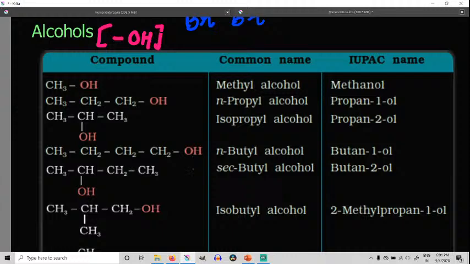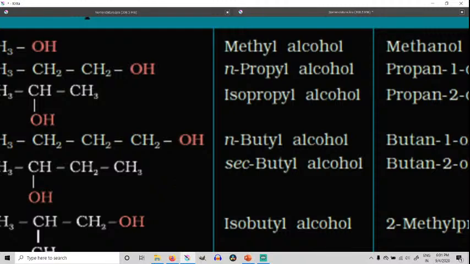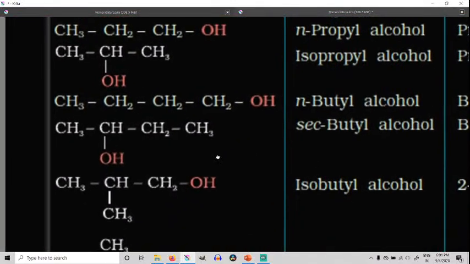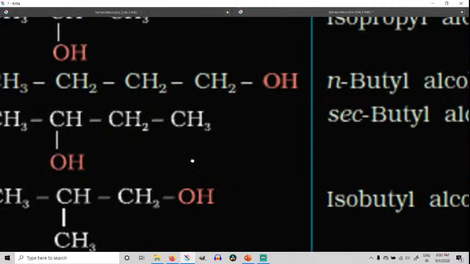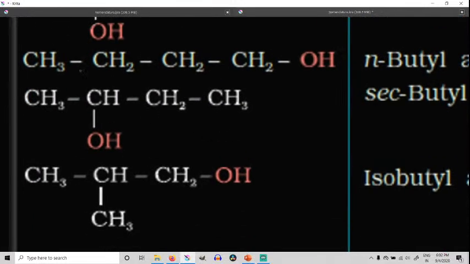Understood? Not understood, class? Can you see this? I am showing you this example. I am making a bigger picture of this. Can you see this is 1, 2, 3, 4 carbon atoms. On the first carbon atom OH is attached.